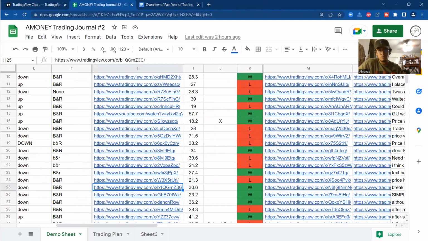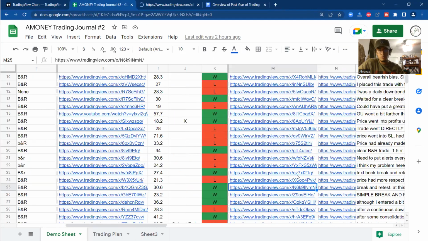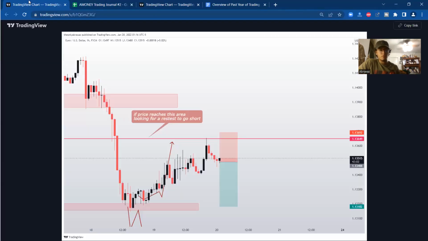This was a dub. See what I said. Break-in retest. At this point, I waited for enough momentum and saw that price was downtrending for a while. Oh yeah. Okay.